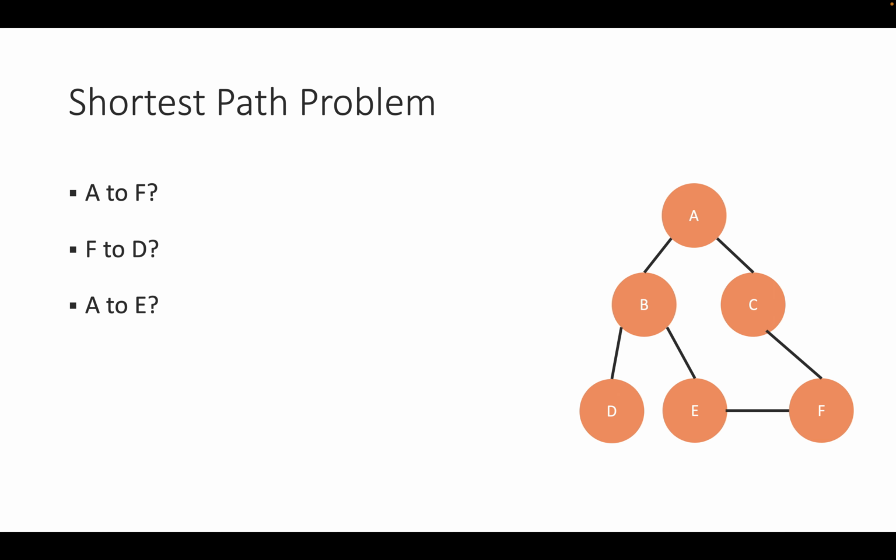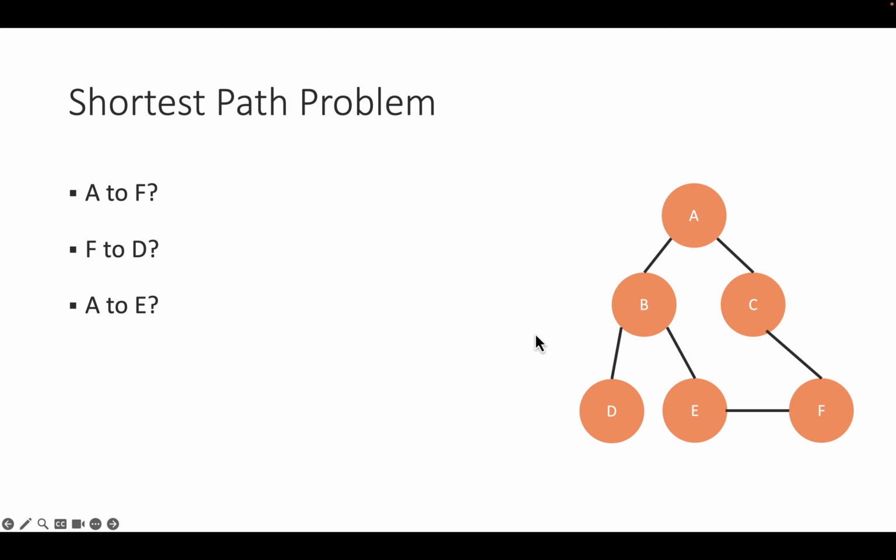So now we want to think about the shortest path problem, and for that I invite you to briefly think about what the shortest paths from A to F, F to D, and A to E on this graph here are. Clearly from A to F, the shortest path is ACF. From F to D, I have to go F, E, B, D, and from A to E, I have to go from A via B to E.